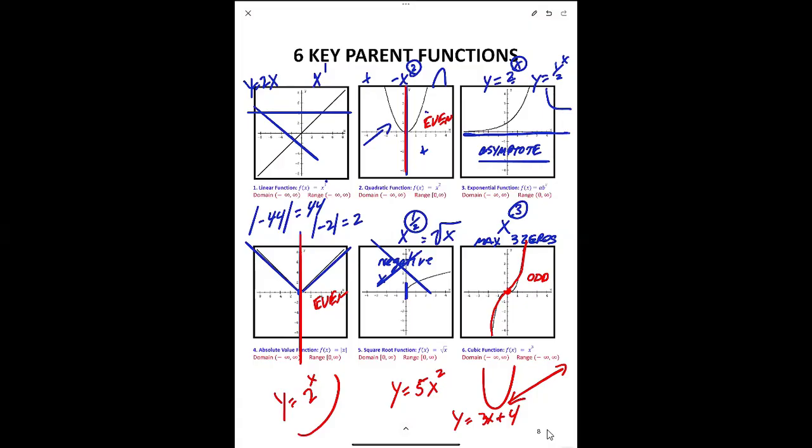That's the key. You've got to be able to recognize your functions based on what the equations are or what the graphs look like. The next thing we're going to talk about is how to recognize functions based on a table. I'm going to save that for another video.